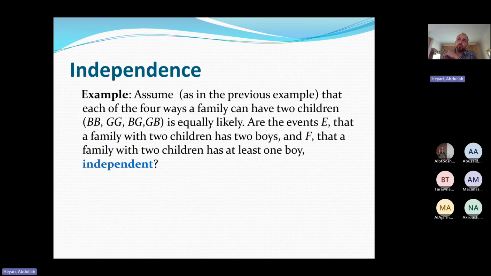And here is the example of boy, girl again, with a modified question, of course. Consider the event E that a family with 2 children has 2 boys, and the event F that a family with 2 children has at least 1 boy. Are those 2 events independent? Who would like to vote? Are they dependent or independent? Who would like to suggest an answer?